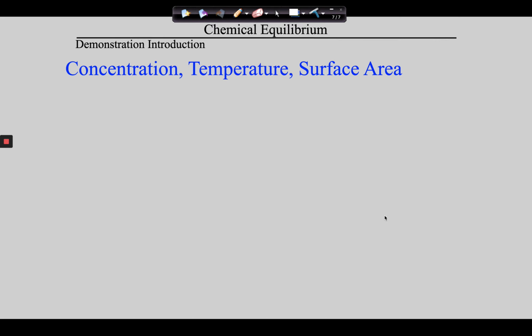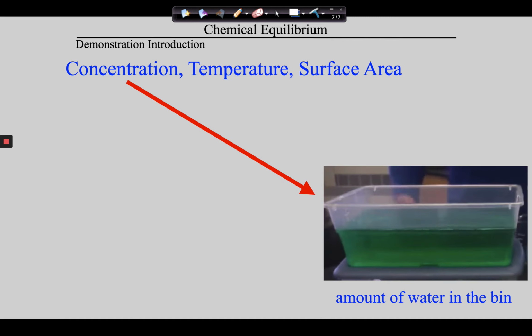Now, in order to understand how the demonstration works, you need to understand what the pieces represent. So you're going to see two things in this demonstration. The first thing that you're going to see is an amount of water in a bin. This water, in this case, is green. This represents the concentration of the reactants or the products. Now, remember, concentration is measured in the units of molarity. So the more water there is in the bin, the more highly concentrated whatever that substance is, whether it's a reactant or a product. Now, guys, this may get a little confusing, but just stick with me.